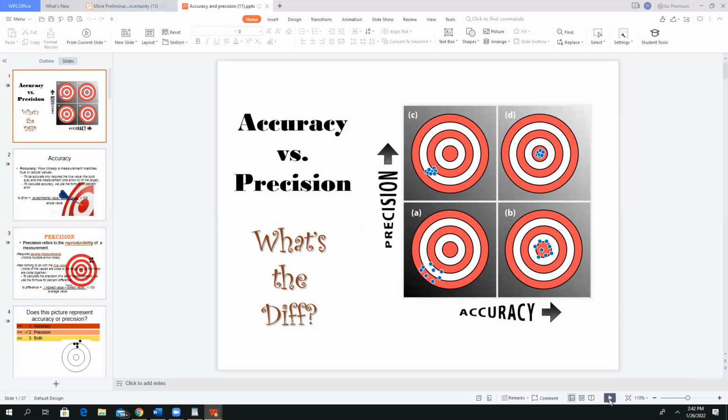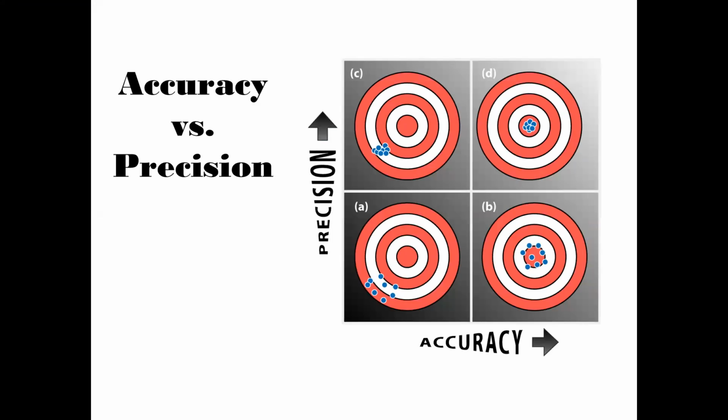All right. Whenever you're looking at this diagram, you notice that precision increases from bottom to top and accuracy from left to right. So that means that the most precise would be C and D, right? And the most accurate would be D and B, okay? So if you're looking at precision, look at what C and D have in common. They are all close to each other, right?